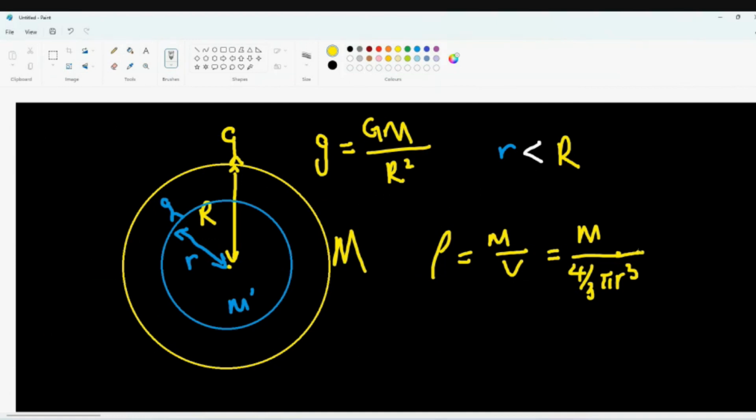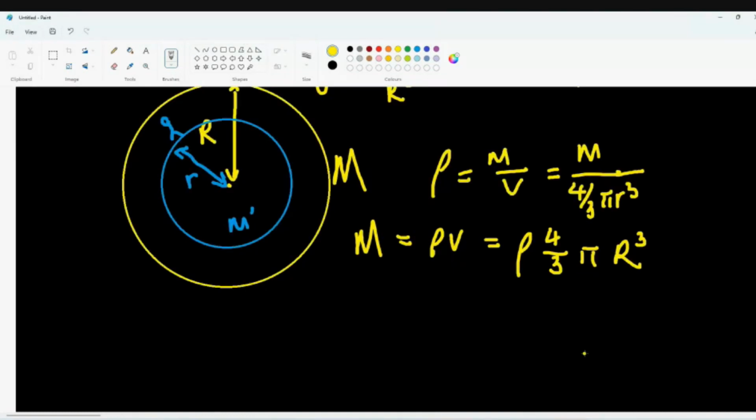So when we have the bigger mass, the mass will equal the density multiplied by the volume. That is, the density multiplied by 4/3 πR cubed. This is the moment that we have the actual size of the mass, which is the actual size of the Earth. Then the radius will be the radius of the Earth.